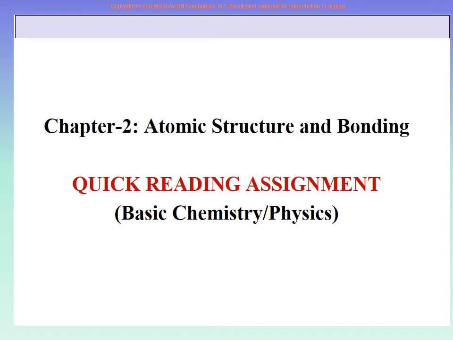And now I am saying the same thing which I said earlier, that chapter 2 is about atomic structure and bonding. This is about basic chemistry and physics. So you can have a quick reading assignment. This does not mean that I will ask any questions from chapter 2. No, I will ask no questions from chapter 2. But I am saying quick reading assignment because you can quickly go through it and see if there is anything which you want to remember from your earlier courses.